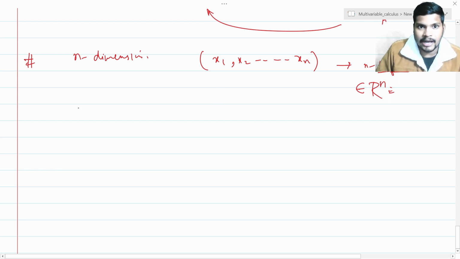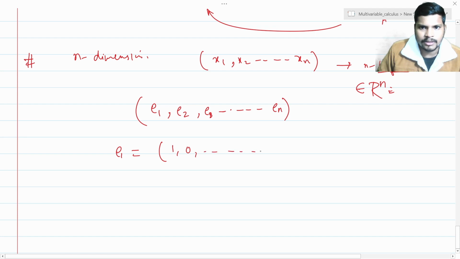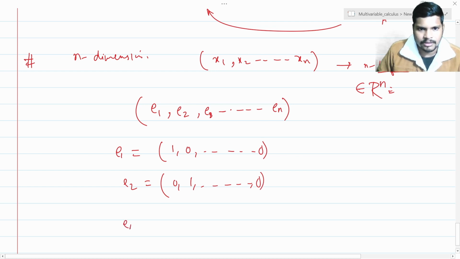Now in this case, I am going to explicitly show that I will write my basis or unit vectors like this: e1, e2, e3 and so forth, en. So what is basically e1? e1 is (1, 0, and so on, 0). e2 is (0, 1, 0). Again, these are column matrices. en is (0, 0, and so forth, after n, this is 1).